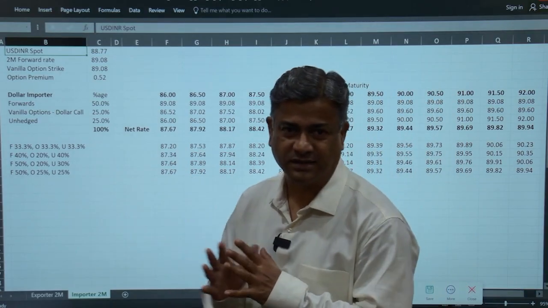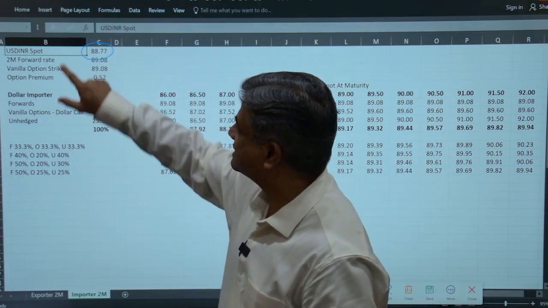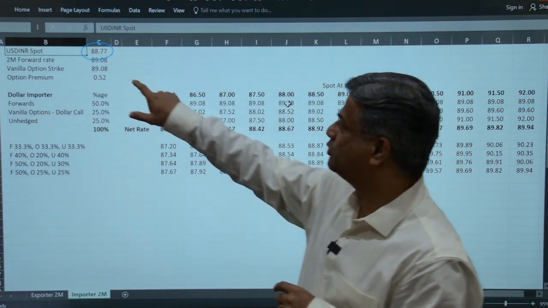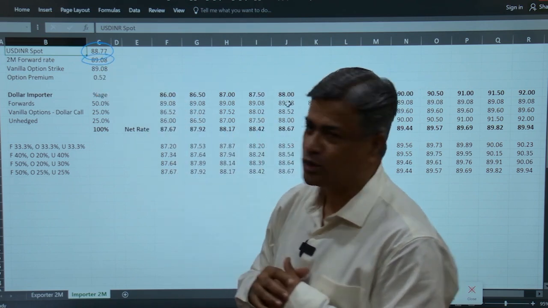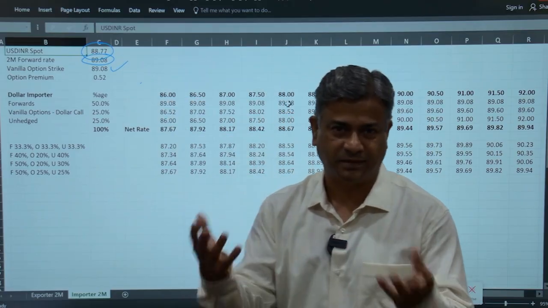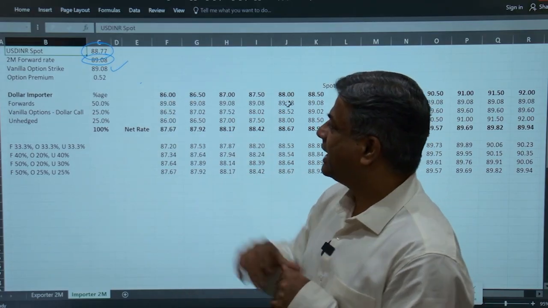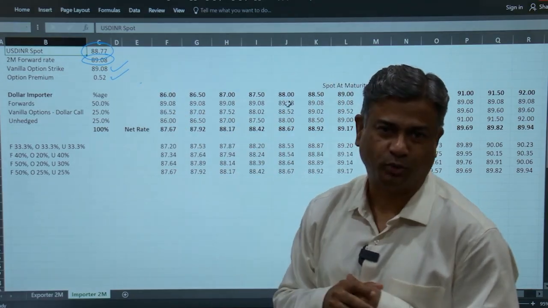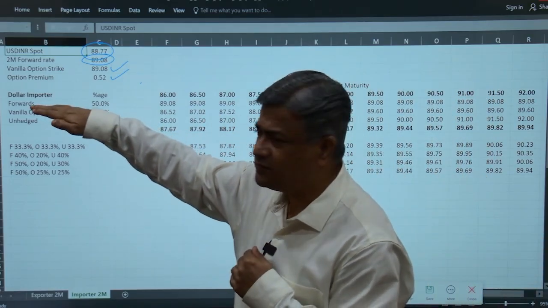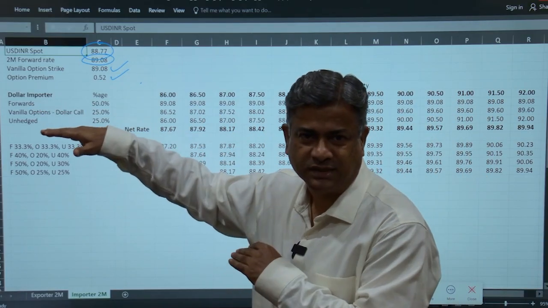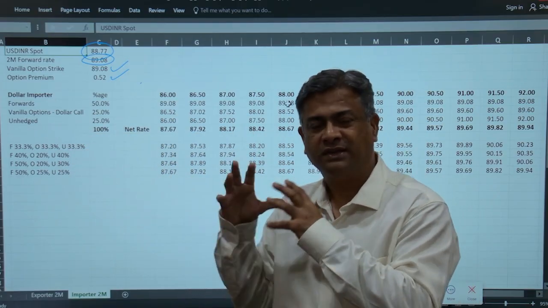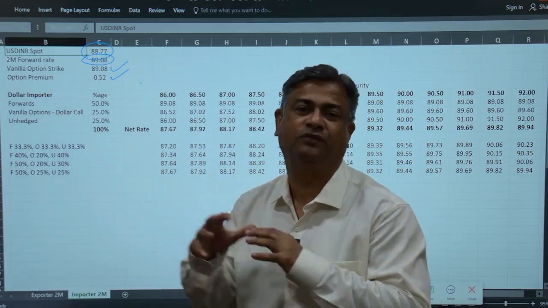Okay. So, what is the current situation? We are standing at 88.77 as the spot, and I am looking at a 2-month position. So, 2-month forward rate is 89.08 and I take a vanilla option at the same strike price, ATM strike price 89.08, and I pay an option premium of 52 paisa. Here what I have done is I have taken forwards, vanilla options as well as unhedged positions, and I have given certain proportions to each of the hedge instruments.